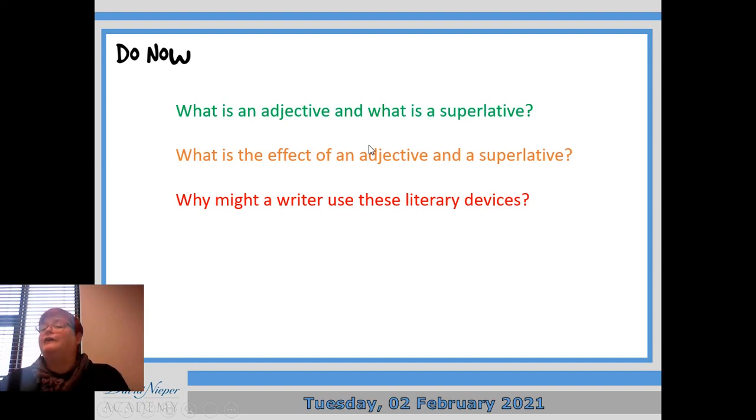Now that's harder. It's entirely possible that some of you won't even have heard of superlatives, but I've left it on the do now task in case you have. So then the second question, what's the effect of an adjective and a superlative? So what do they achieve in a piece of writing? And then finally, why might the writer use those literary devices? So why would they use adjectives? Why would they use superlatives? Pause the video and answer those questions now.